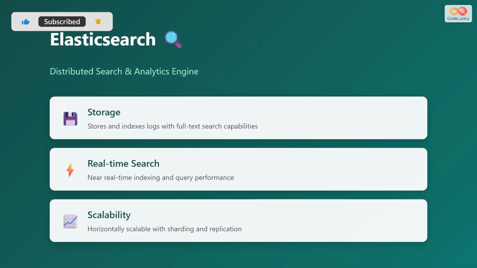Elasticsearch is a distributed search and analytics engine that forms the storage backbone of the EFK stack. It has three primary functions. First, it stores and indexes all your logs, providing full-text search capabilities that allow you to quickly find specific entries. Second, Elasticsearch offers near real-time indexing and query performance, meaning logs become searchable almost immediately after they're ingested. Third, it's horizontally scalable through sharding and replication. This means as your log volume grows, you can add more Elasticsearch nodes to handle the increased load while maintaining high availability through data replication across nodes.